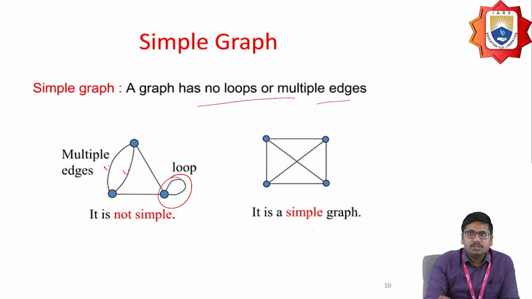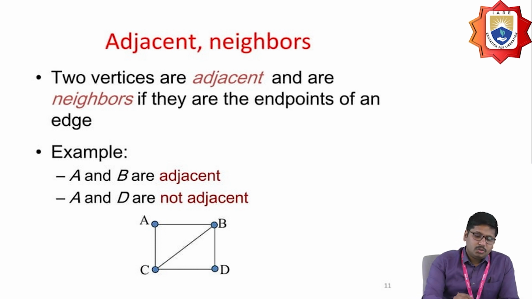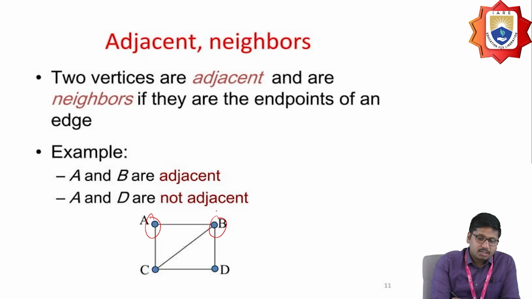Okay, so the simple graph does not have any kind of loops or parallel edges. Then I can say it is a simple graph. And adjacent: how can I say that two vertices are adjacent? Two vertices A and B are said to be adjacent if there is an edge connected between the two points. An example here: A and B are adjacent since there is an edge connected between the two vertices.